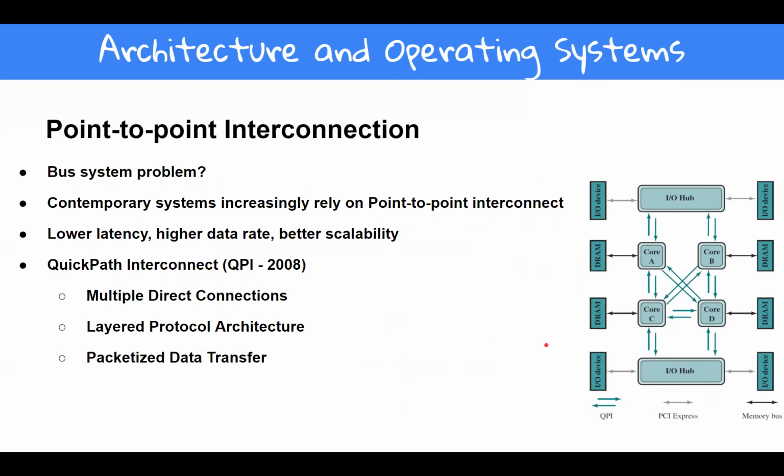And we also learned about the point-to-point interconnection. We said that to solve the problem with the bus, which is a shared medium, point-to-point interconnection came into existence. QPI, invented by Intel in 2008, is widely used now, which is multiple direct connections between modules. It works based on a protocol, and it doesn't send only a bit of data. It actually uses packet-size data transfer, which makes it much more efficient.